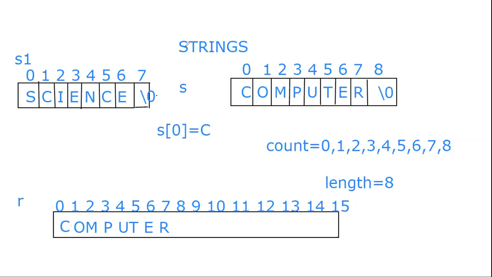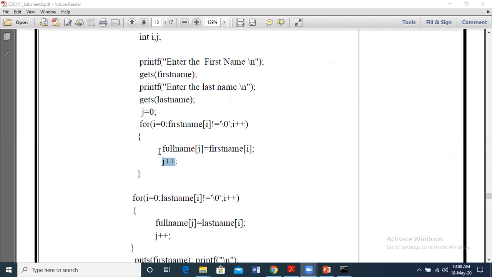So the loop will complete. Now J is 8. Note that we don't change the value. So here I starts from 0. This J is for full name itself. This I will be for last name. Next, after copying full name, first name one by one, we need to copy the last name. So last name index also starts from 0. So that is why again we start I from 0.